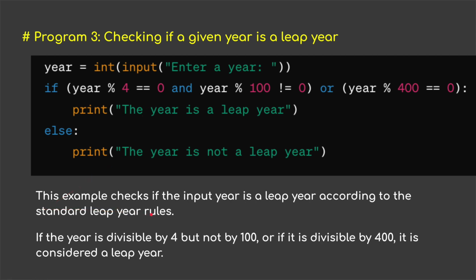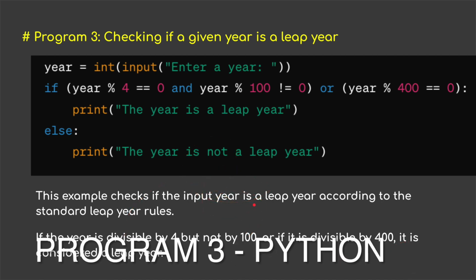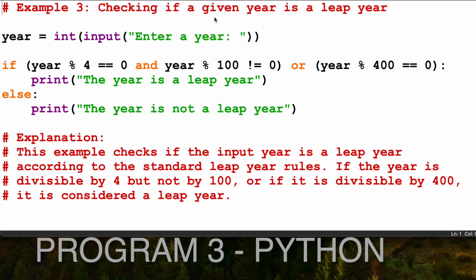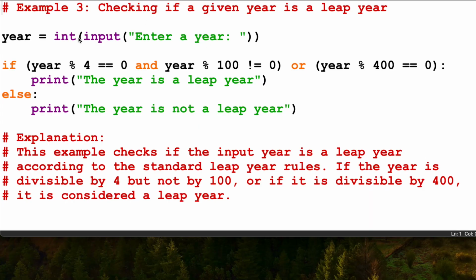This example checks if the input year is a leap year according to the standard leap year rules. If the year is divisible by 4 but not by 100, or it's divisible by 400, it is considered to be a leap year. And we're just going to run this in Python to show you. With example 3, as I said, we're looking for a given leap year. So we're asking the user to input a year, and then is it divisible by 4 with a remainder of 0 using the modulus operation in Python.